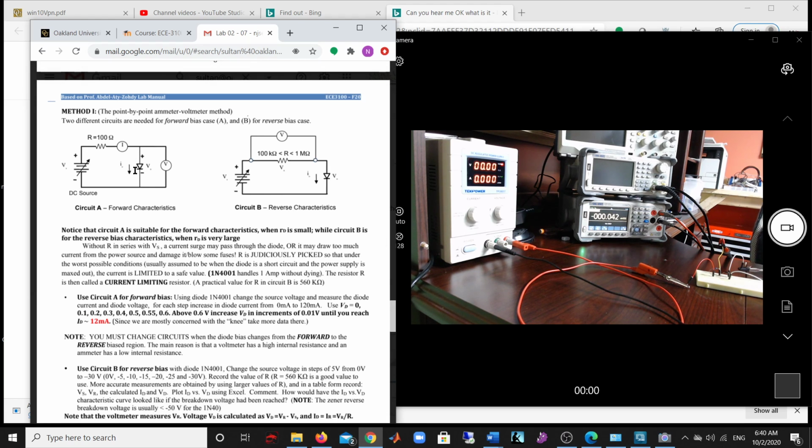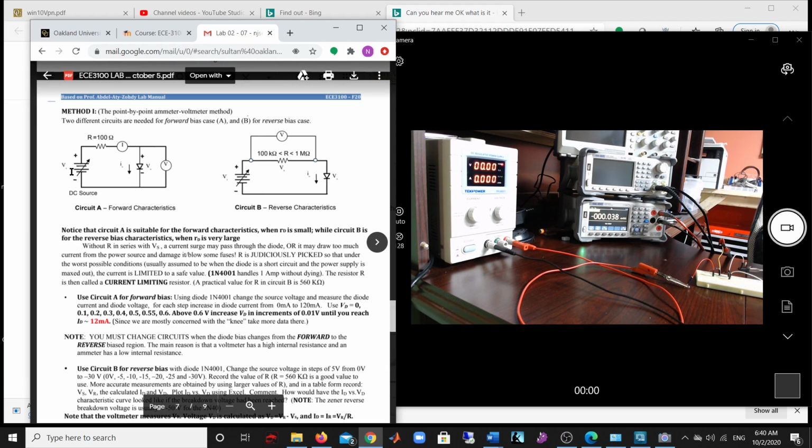So in this case, we need to form a table of 3 columns. The first column to the left will be Vs, the voltage that we are getting from this power supply. The second column will be Vd, the voltage we are getting from here. The third column will be ID. ID will be Vs minus Vd over 100. Okay, so we're gonna stop when we get 12 milliamp.